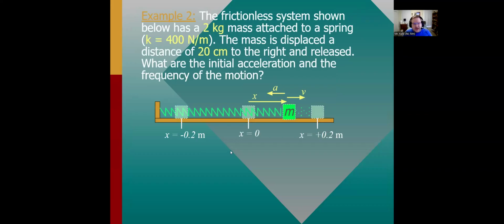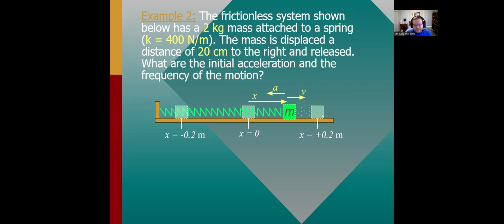So let's say we have a frictionless system that has 2 kilograms of mass attached to a spring with spring constant 400 newtons per meter. The mass is displaced a distance 20 centimeters to the right and released. What are the initial acceleration and frequency of the motion?